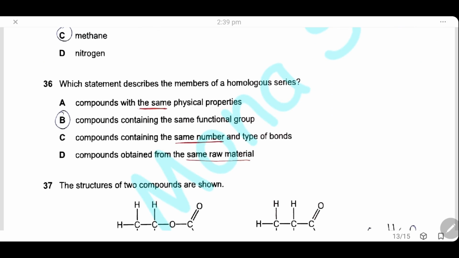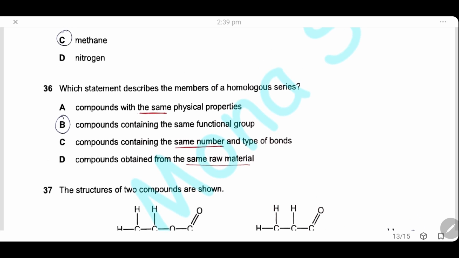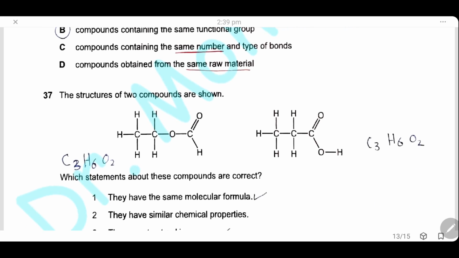Question 36. Which statement describes the members of a homologous series? They are compounds with the same physical properties. This is of course a wrong statement, because they have a trend of increasing or decreasing physical properties. They are compounds containing the same functional group. This is the correct answer. Compounds containing the same number and type of bonds. This is wrong. Of course, the number of bonds and atoms are different. Compounds obtained from the same raw material. This is of course a wrong statement, so the answer will be B.